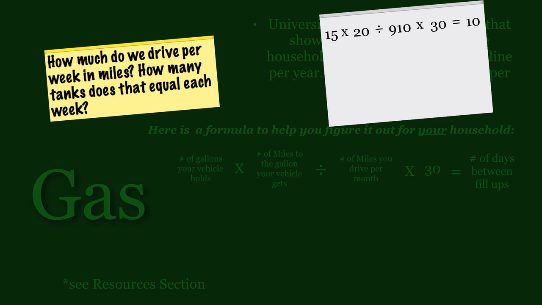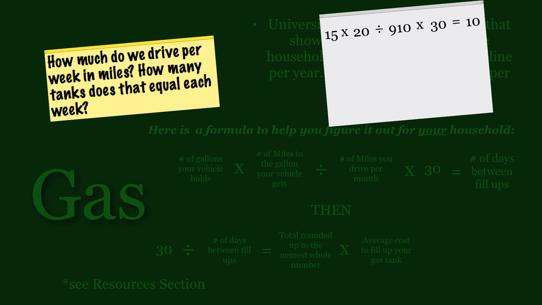And that's going to get you the number of days between fill-ups, so that's 10. Now, we're going to take that number and do 30 divided by the number of days per fill-up, so 30 divided by, in this case, 10. And that's going to get you a certain number. This could have decimal points or not, and you want to round that up to the nearest whole number. So if it's 2.9, it's going to be rounded up to 3. Now, if it's 3.1, go ahead and round it up to 4.